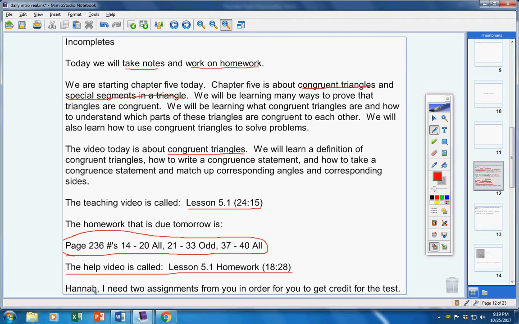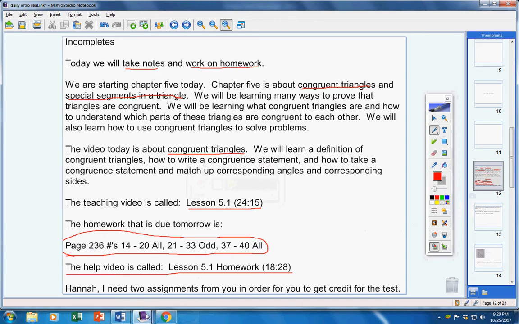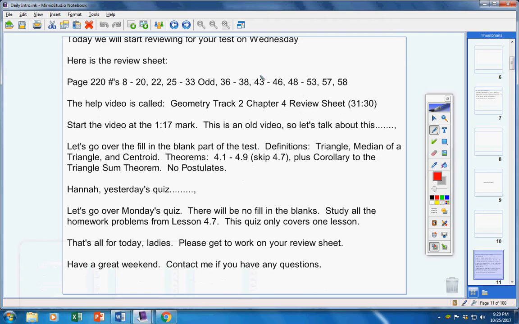Okay, now Hannah, please listen carefully. I need two things from you in order for you to get credit for the test you took yesterday, okay? Let me quickly grab my lesson plans here and see if I can find these assignments. Okay, Hannah, if you will please make note of this. This was the review sheet given to you last Friday. You did not have to finish it. However, you had to turn in what you got done.